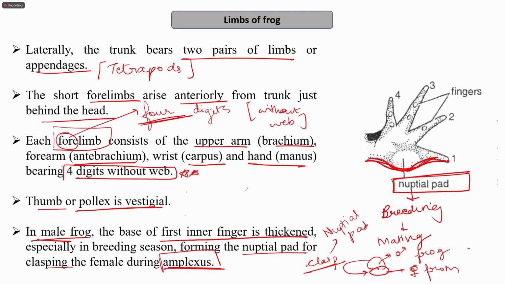This position in frog is known as the amplexus, where the male frog lies above the female frog during the breeding season in order to mate or copulate.